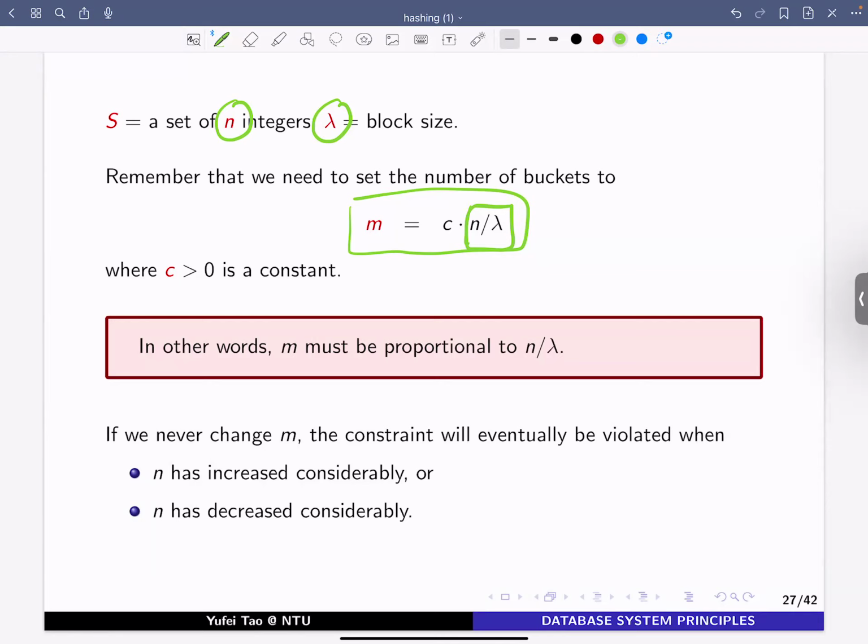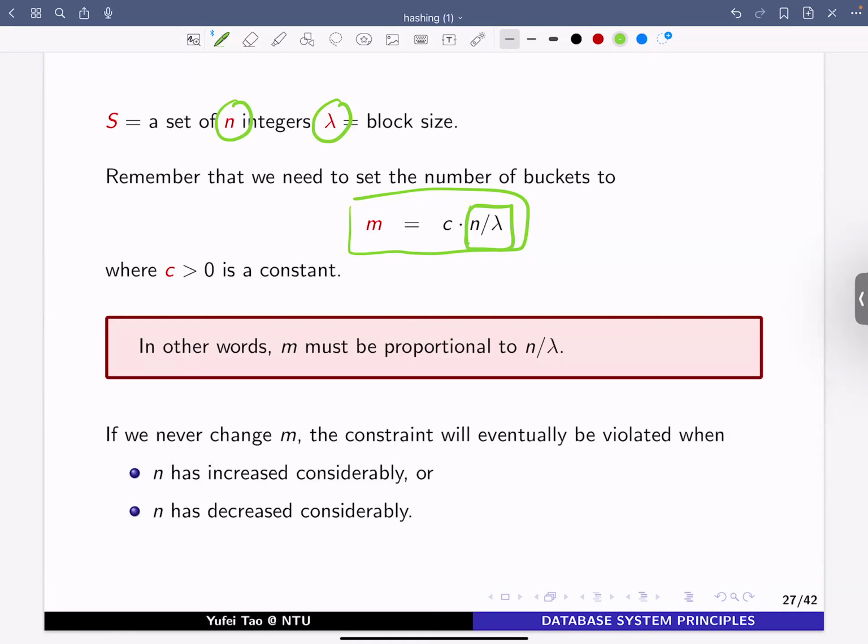So this can happen in two ways. Imagine I keep giving you a lot of insertions. So this n goes up indefinitely, larger and larger. And so the ratio between n over lambda and m will become increasingly larger. And eventually you can no longer say that the ratio is a constant. So something must be done there.